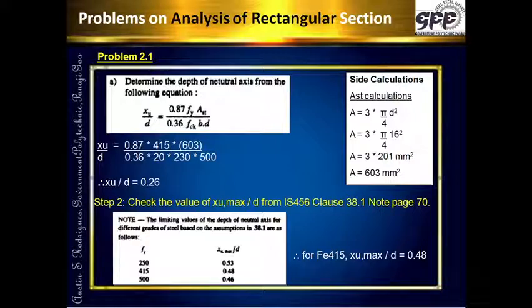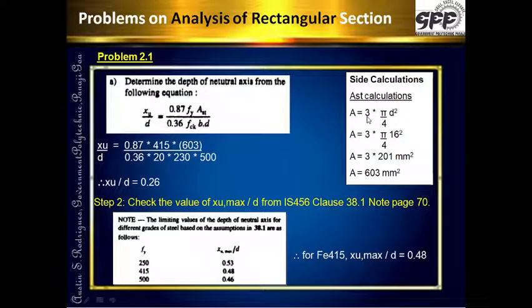Now 3 bars of 16 mm diameter has how much cross section? So in order to substitute over here, look at this. XU upon D is equal to 0.87 comes down. Fy, the value of Fy, that is 415, comes down. Now AST is calculated over here at the side. At the side we do the calculations.